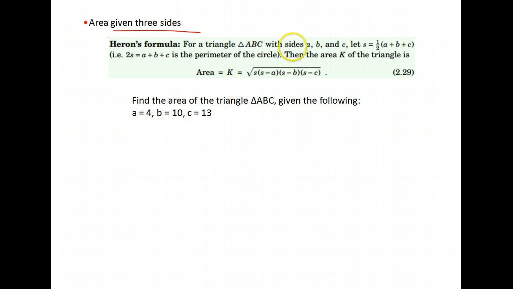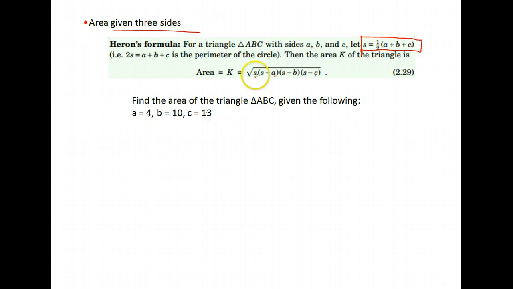Let's take a look at the formula. So the formula is that the area is the square root of s times s minus a times s minus b times s minus c. A, B, and C are the lengths of the sides you were given. So in this case, that will be our 4, our 10, and our 13. The letter S, it tells us up here, is 1/2 of A plus B plus C. So half of the sides added together.